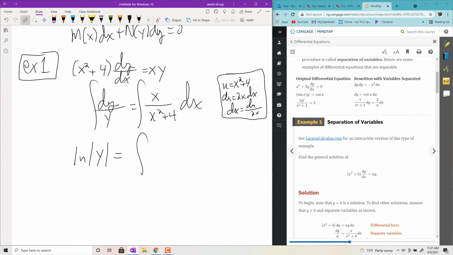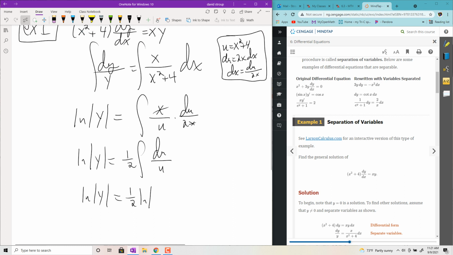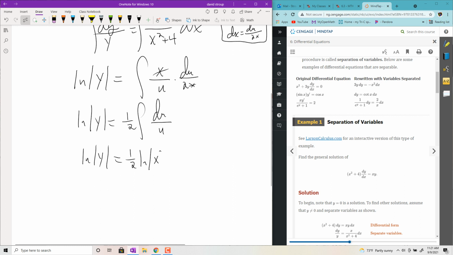So I'll do my subs. I have x over u times dx, which is now du over 2x. So ln absolute value of y equals, you can factor out a 1/2. The x's will nicely cancel, and you have the integral of du over u. Then I'm going to integrate that. I get the ln of the absolute value of u. Let's go ahead and back sub what u was. So u is x squared plus 4. And then plus our integration constant.